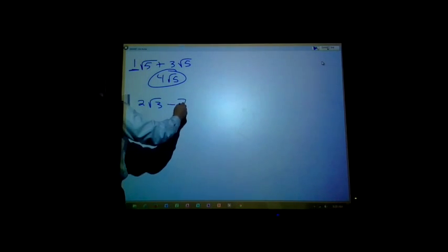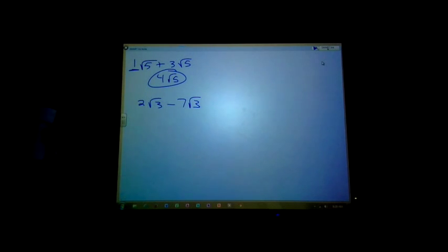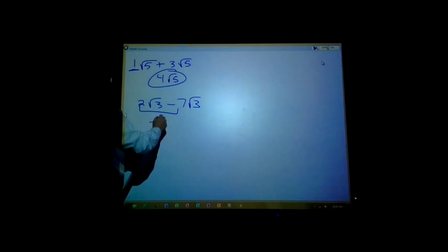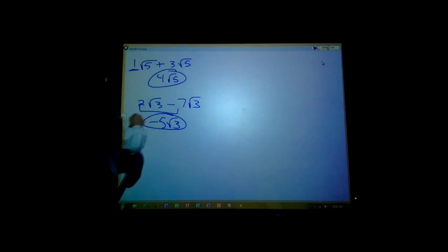Done. Okay, second problem is this. Are these like terms? Yes. I'm just going to subtract, so I get a negative 5 root 3. All right? Problem number 3.